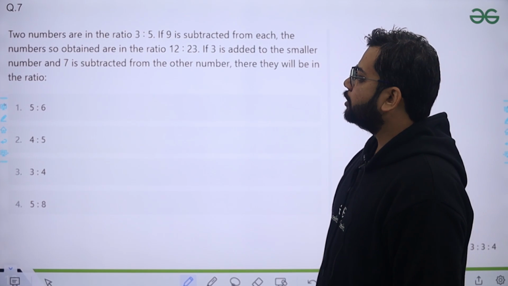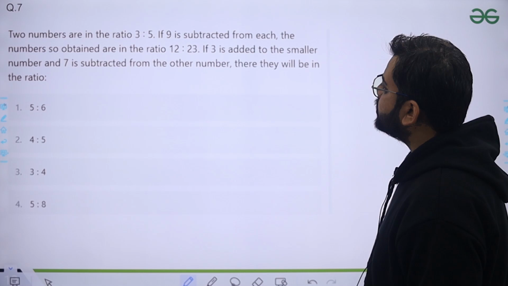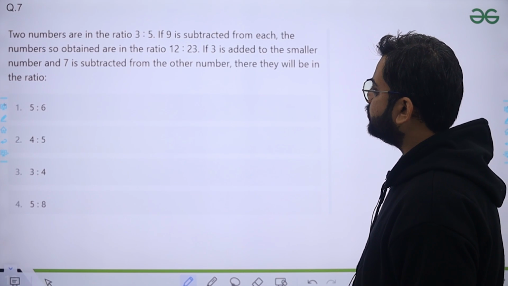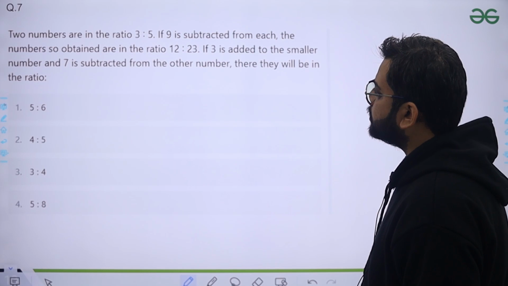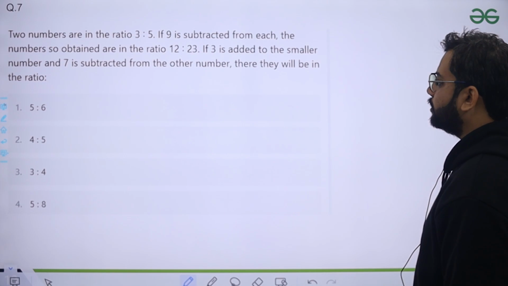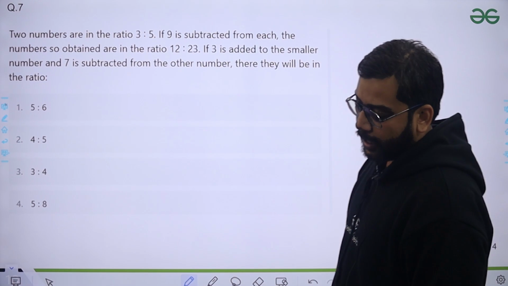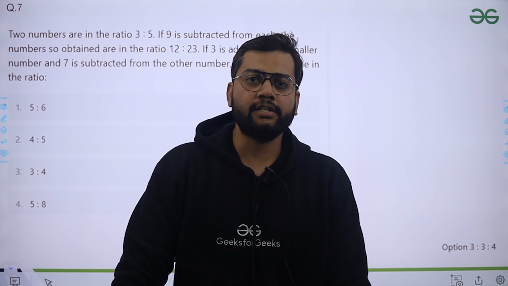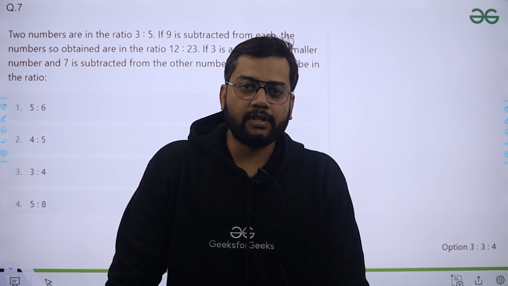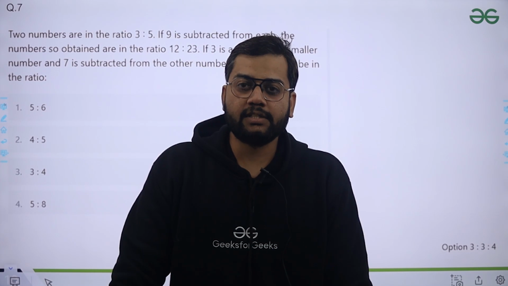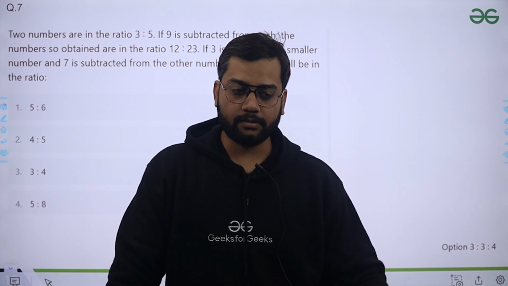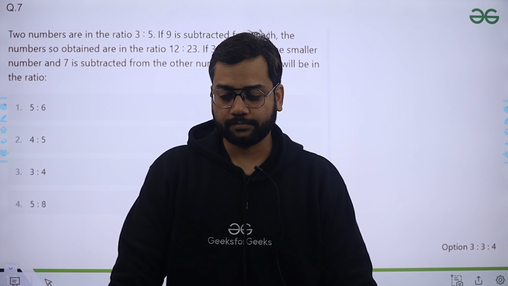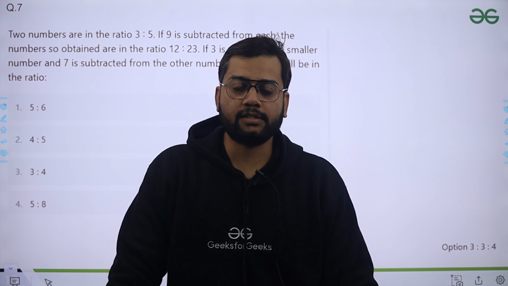Next, two numbers are in the ratio of 3 is to 5. If 9 is subtracted from each, the numbers so obtained are in the ratio of 12 is to 23. If 3 is added to the smaller number and 7 is added to the other number, then what will be the ratio? I believe this kind of question you have done when you are solving age related questions. The original age of a father to son is this. Okay, when 7 years is added to the father's age and 2 years is subtracted from the son's age, now the new ratio is equal to this. What is the son's age or father's age?